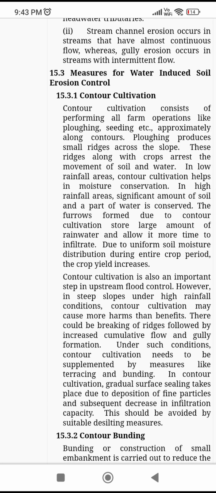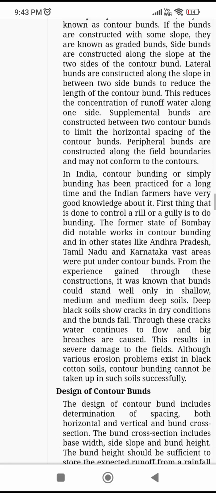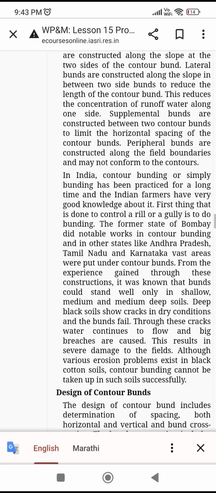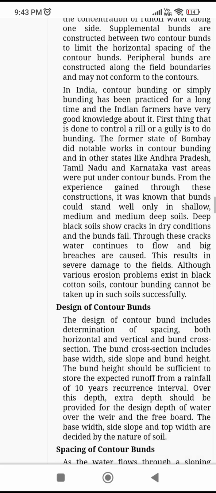After that, measures for water induced soil erosion control. So contour cultivation we can do to avoid soil erosion. Then contour bunding. From bunds, remember one thing you should know: at what slope they are constructing bunds and trenches, what is the rainfall of that particular place, and what different types of crop plantation are happening nearby that particular construction. So you should know those things.